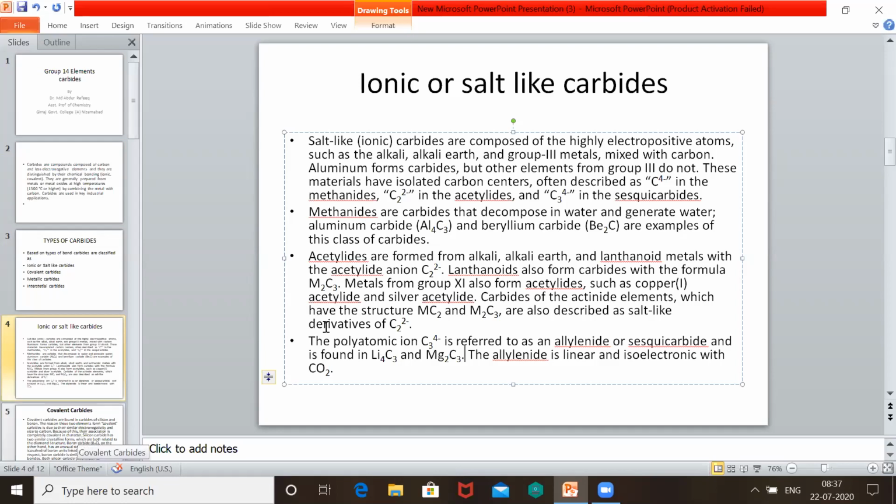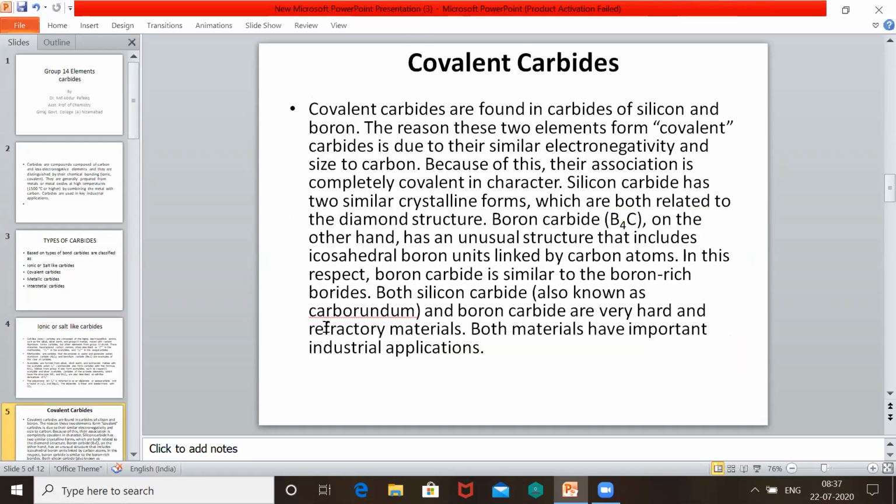Next, we'll see covalent carbides. The second type is covalent carbide. Covalent carbides are carbides of silicon and boron. You see, only these two elements. Boron is third group, silicon belongs to fourth group. Only these two elements form covalent carbides. Why covalent? When the electronegativity difference is very small or almost the same, they form covalent types of carbides. The bond is covalent because electrons cannot be transferred. So here boron carbide and silicon carbide are the only covalent carbides.